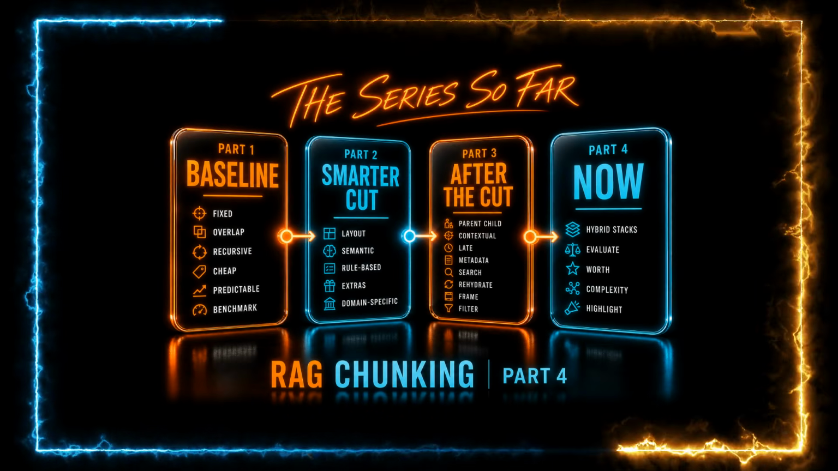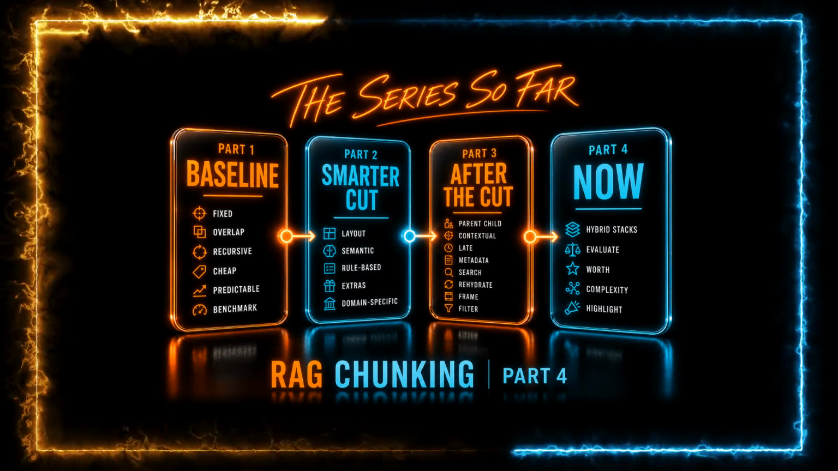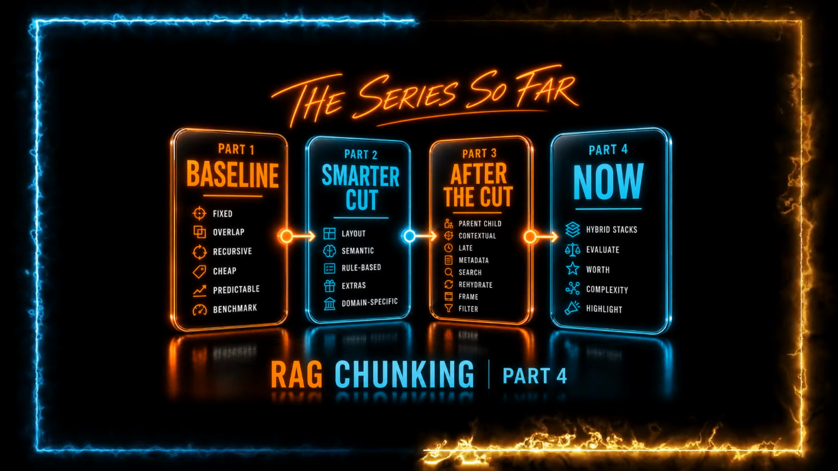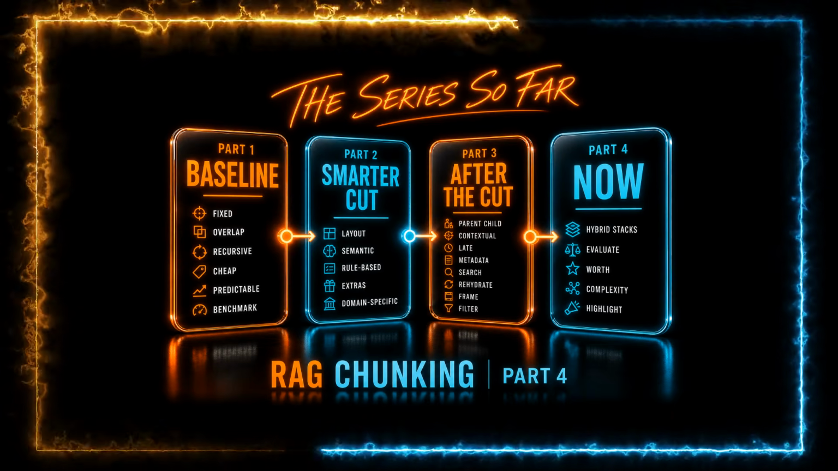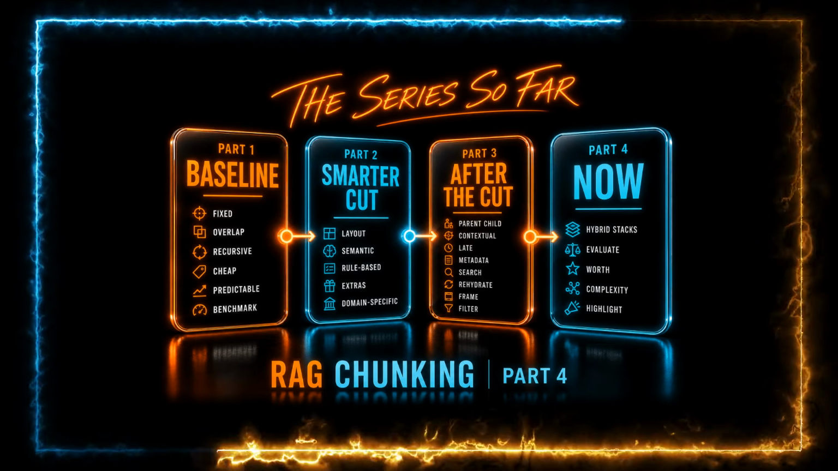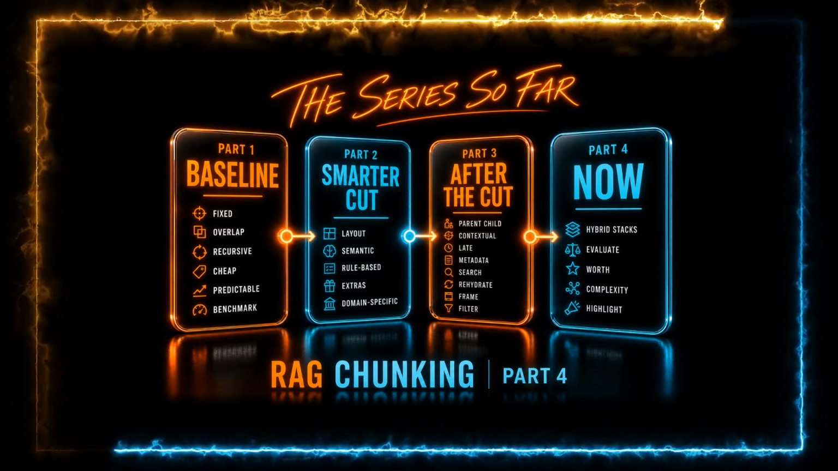Part 1 was the baseline: fixed windows, overlap, recursive splits, cheap, predictable, easy to benchmark. Part 2 went smarter on the cut: layout-aware chunking from headings, tables, and reading order, plus the extra rule-based tools that ride with it: rejects, page breaks, sentence and paragraph splits, and post-processing.